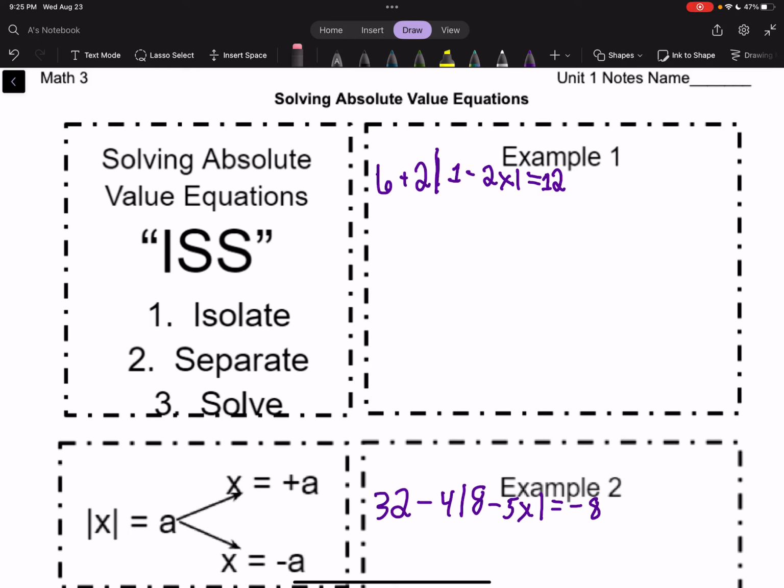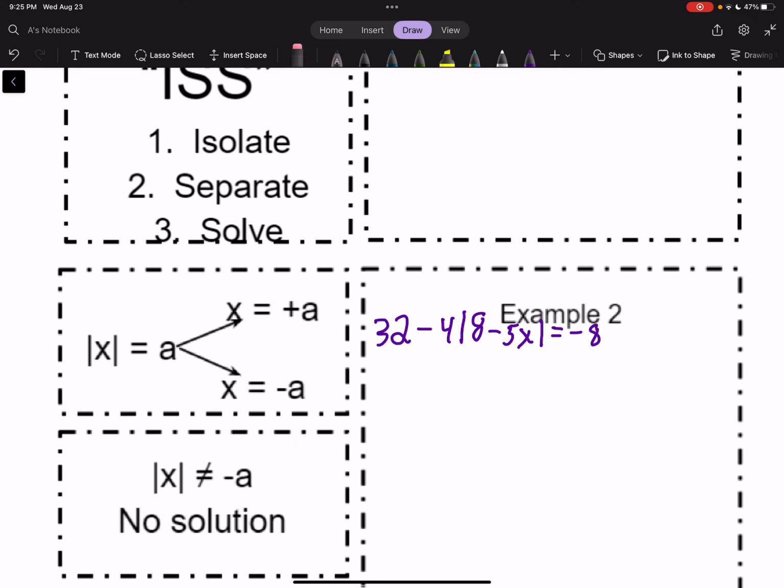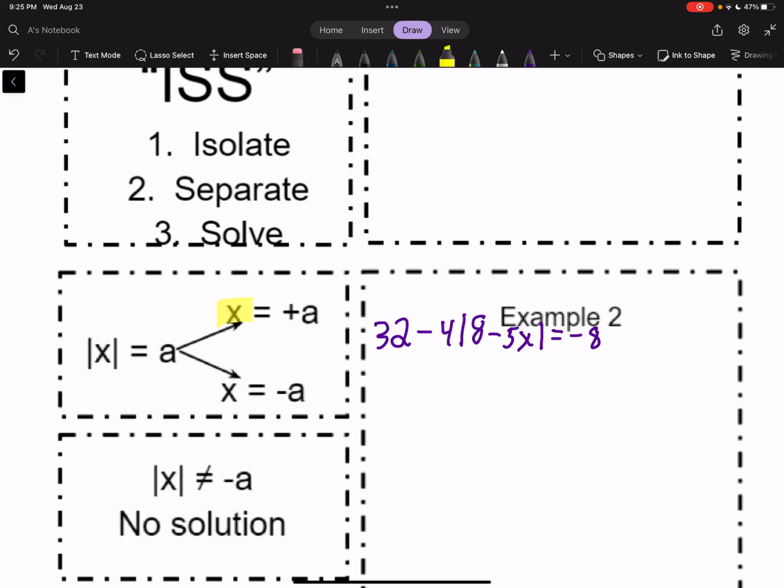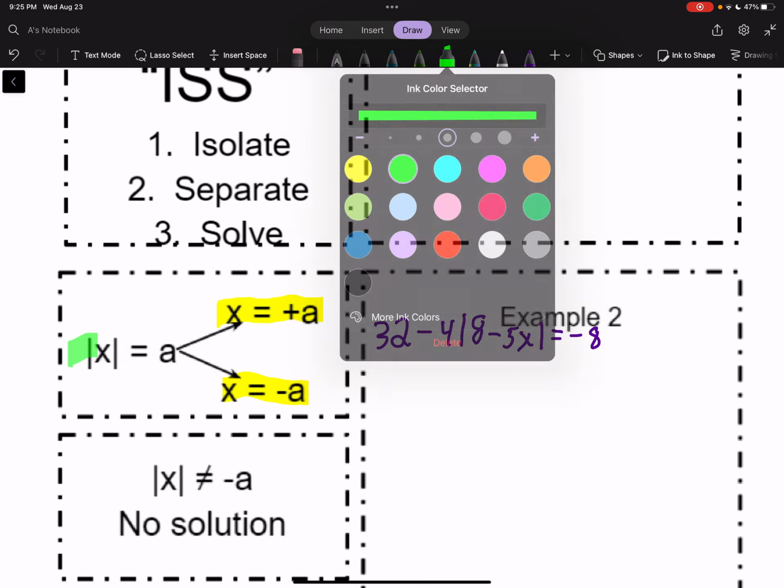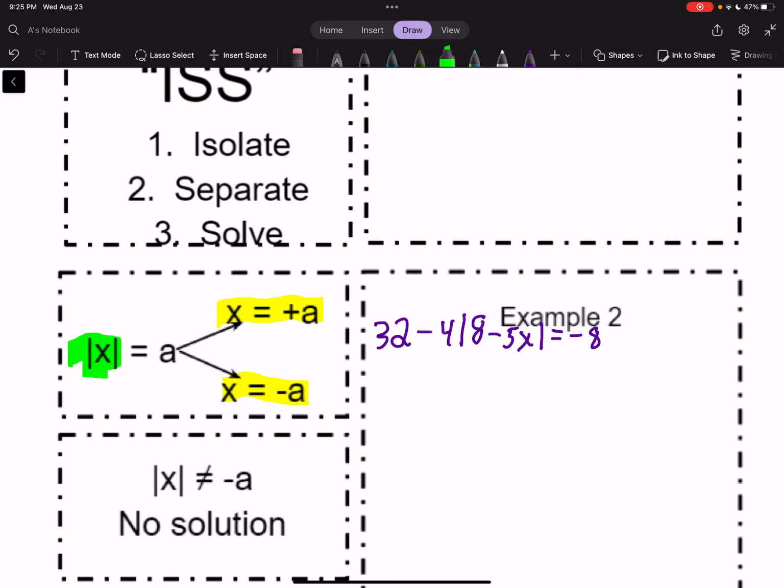Today we're going to be talking about solving absolute value equations. We're going to use an acronym, ISS, which stands for isolate, separate, and solve. Once we get an equation down to the absolute value is equal to some number, we are going to split it apart. If you look in the box on the left, x is equal to positive a and negative a. Notice I dropped the absolute value signs from x on the left here. They do not have the absolute value markers when you separate them apart.